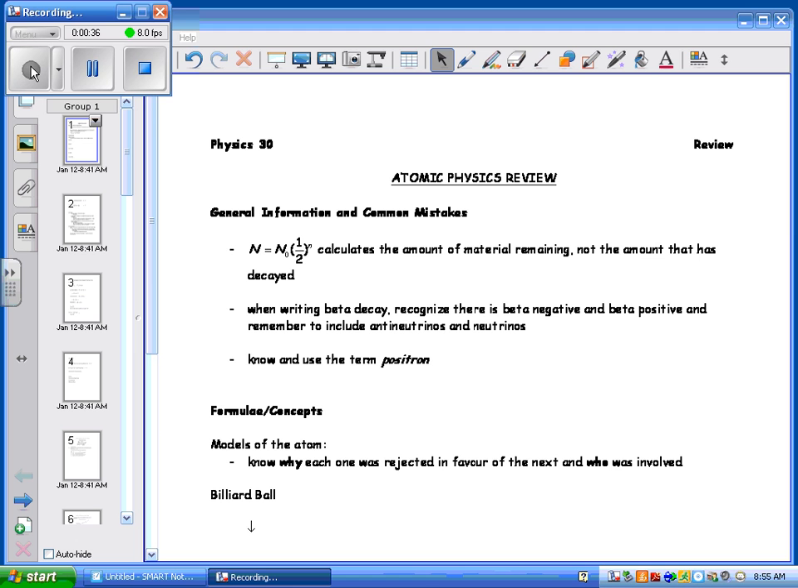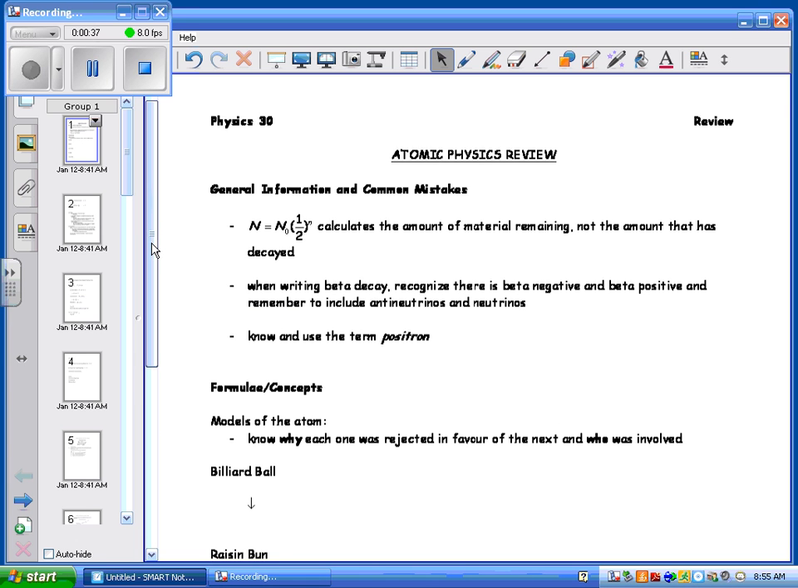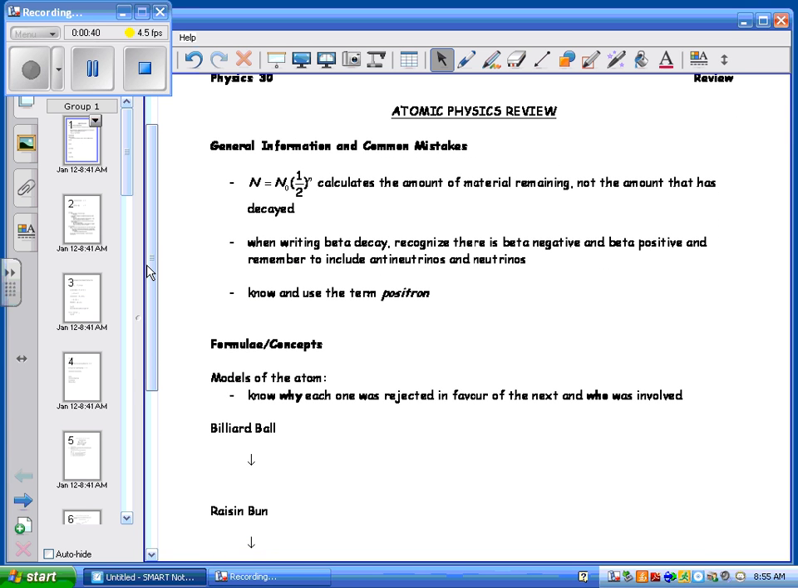Some common mistakes that happen on the diploma exam: when using the half-life formula, N is the amount of material remaining. Some students use N to be the amount of material that you start with, and N0 to be what's remaining. They flip them. That's a common mistake that they found.